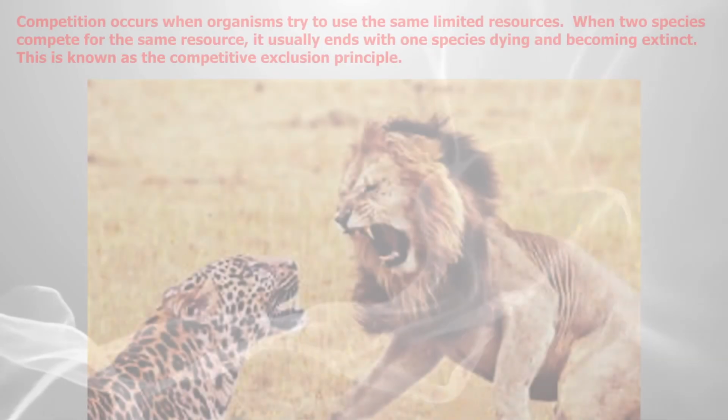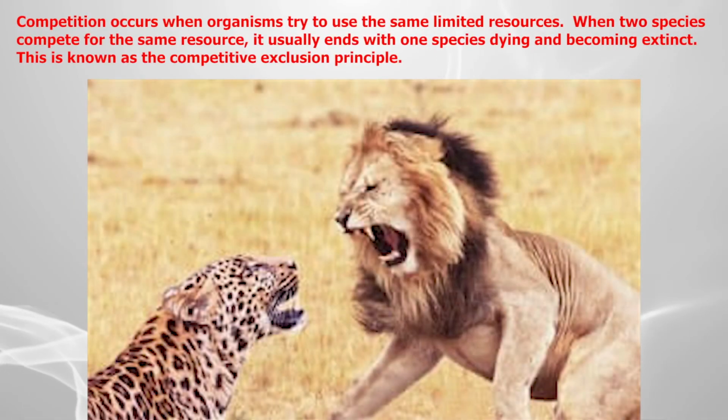Now that we've talked about niches and species' ability to survive, let's talk about competition. Competition occurs when organisms try to use the same limited resources. When two species compete for the same resource, it usually ends with one species dying and becoming extinct. This is known as the competitive exclusion principle.